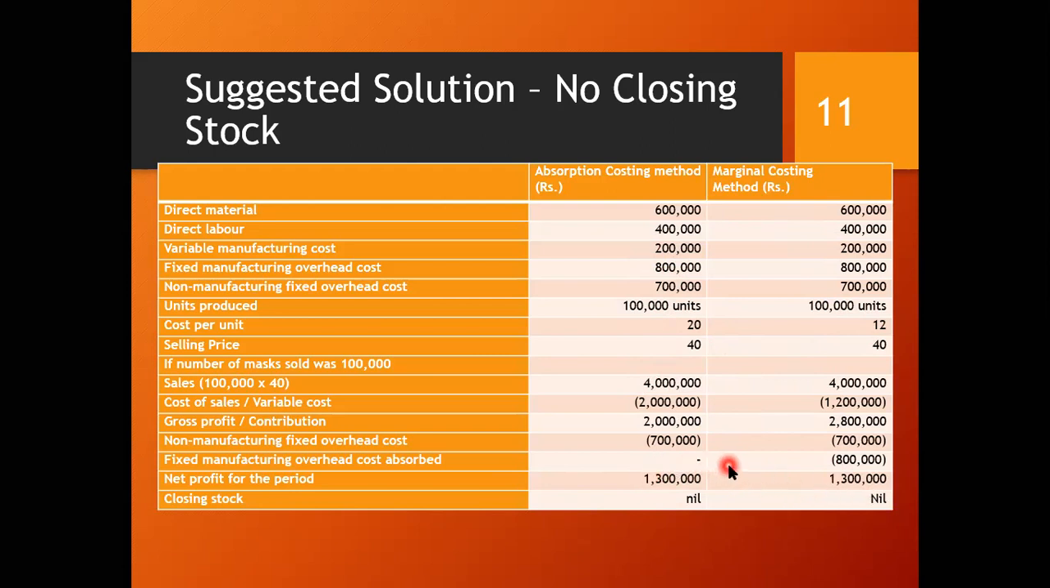Why? That is the question you should ask. We have adopted two methods, the marginal costing and the absorption costing, but we did not see any difference in the profit. Why? Why don't you see any difference in the profit? Can anyone give me an answer?